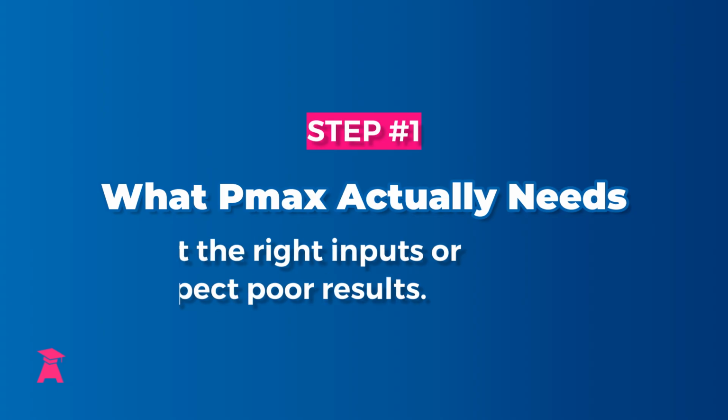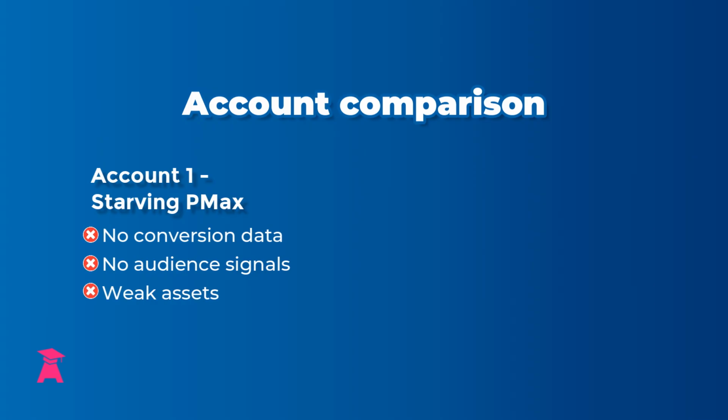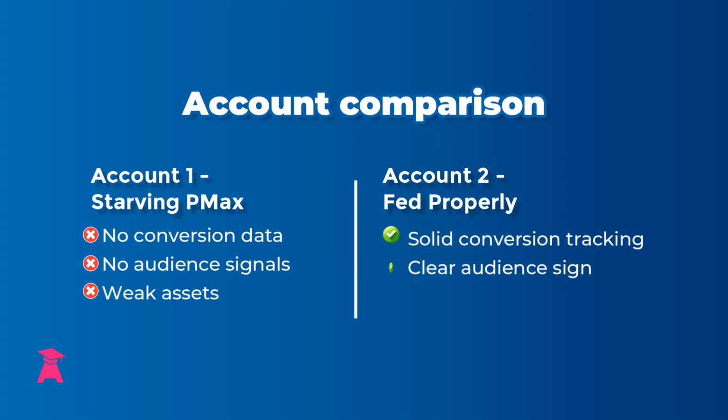So here's the truth about Performance Max. It's not that the campaign type is bad. It's that most people are giving it nothing to work with. So picture two accounts. Account one has zero conversion data, no audiences created, very bad creative that's basically an afterthought. That's a disaster waiting to happen, and it's exactly what most Performance Max horror stories actually look like. Versus account two, which has solid conversion tracking, clear audiences that are defined with the appropriate signals and quality assets. Same campaign type, completely different results.